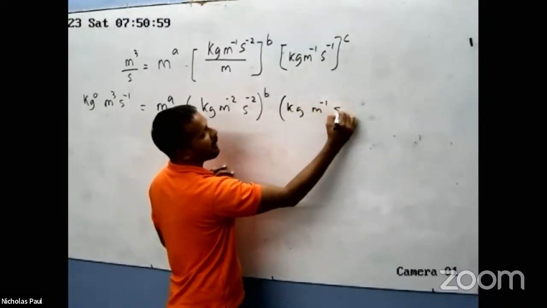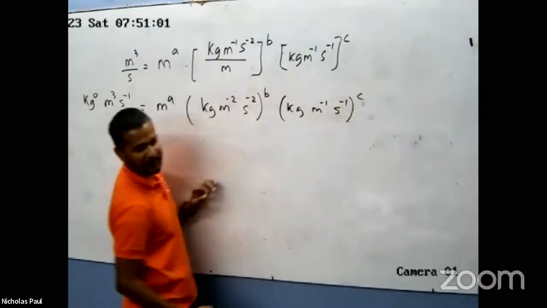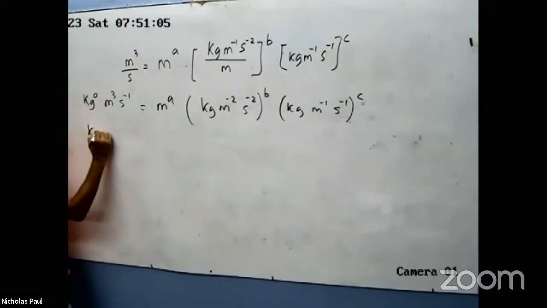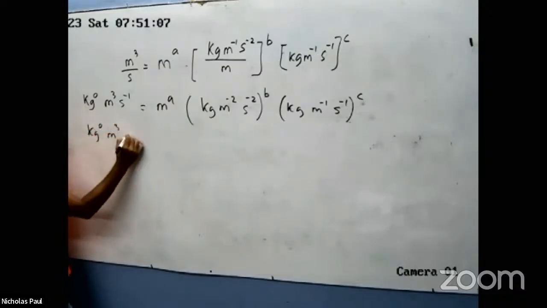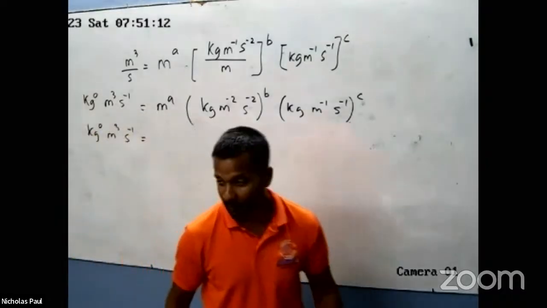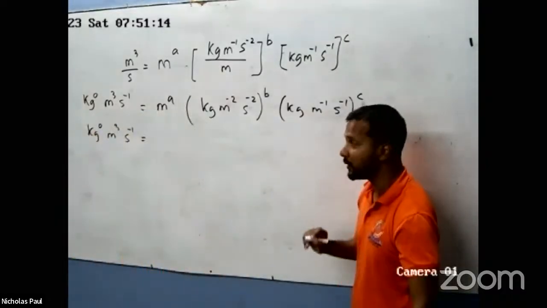And then this here is what? kg m to the minus 1 s to the minus 1, to the power c. Right? So let's just make it look a little bit nicer. Should we help them out here? We should not want to start this habit here, right? And we'll give things out.